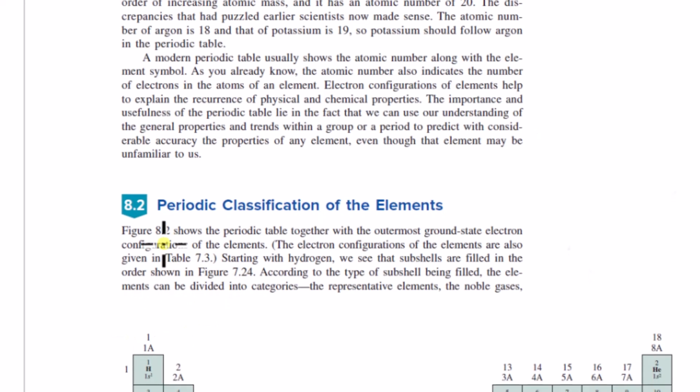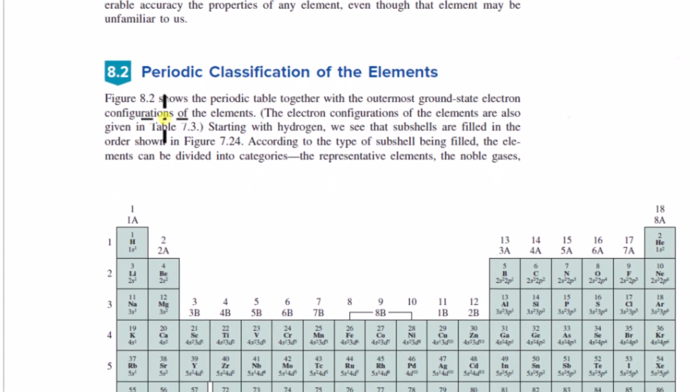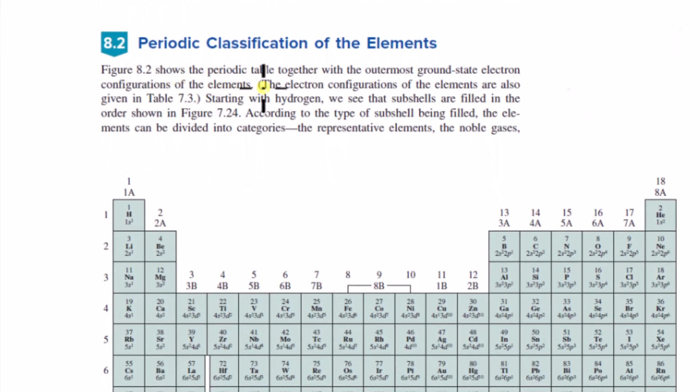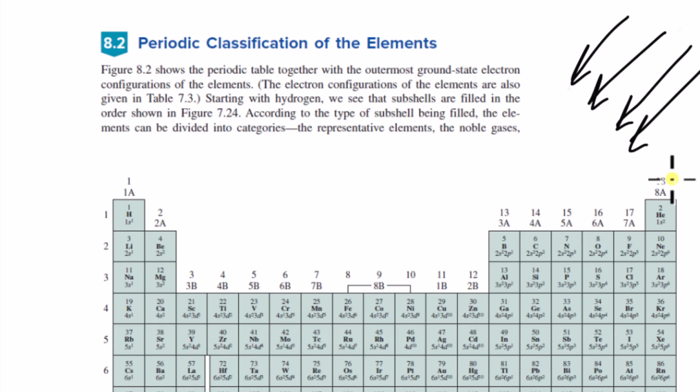Okay. So now it says, figure 8.2 below shows the periodic table together with the outermost ground state electron configurations of the elements. The electron configurations of the elements were given in that table in the previous chapter. Yeah, we went through that table. Okay, starting with hydrogen, we see that subshells are filled in the order shown in figure 7.24. Yeah, so they're talking about that diagonal table. That's how you fill the subshells.